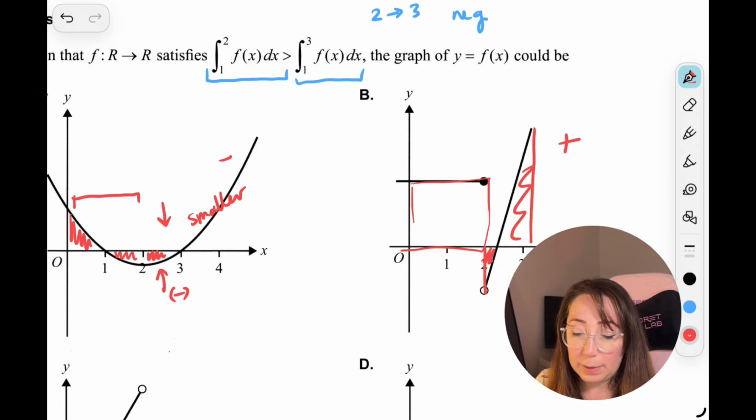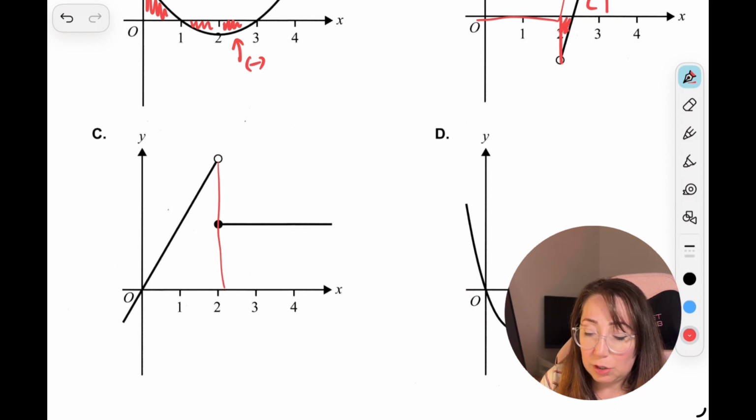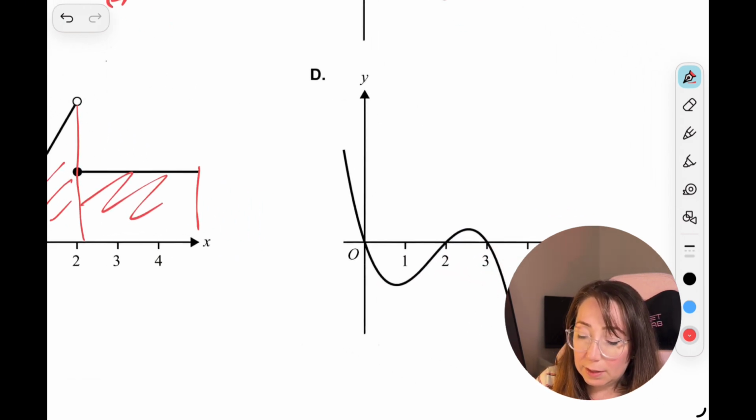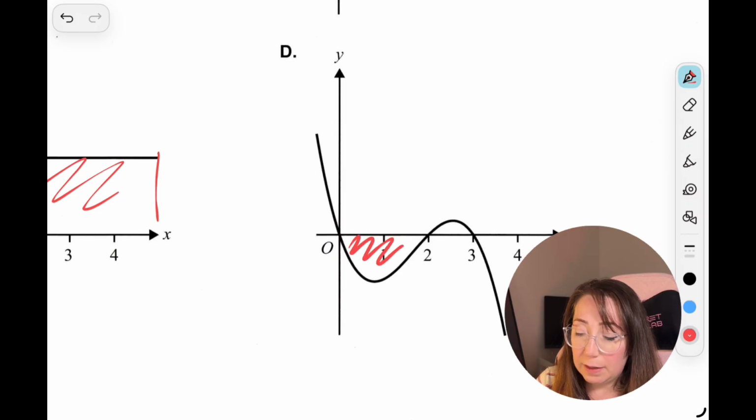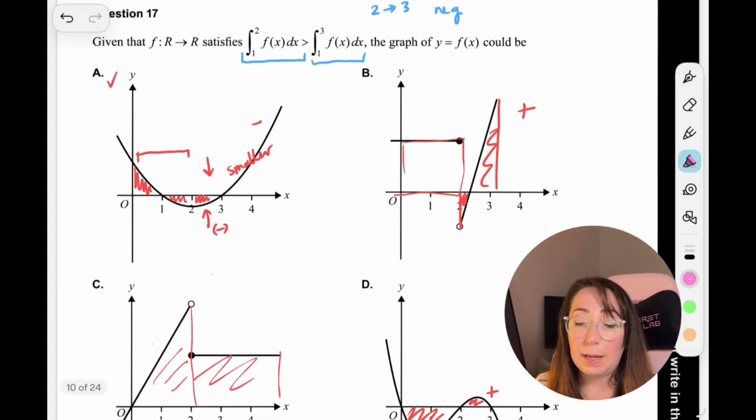For B, it looks like we'll be adding on area. Same kind of thing here. This is literally just adding on even more area. There's nothing to subtract. Here, the area is originally negative, and then we're actually adding on more area. So that's not going to give us a smaller one. So the only one that's going to be smaller is going to be A.